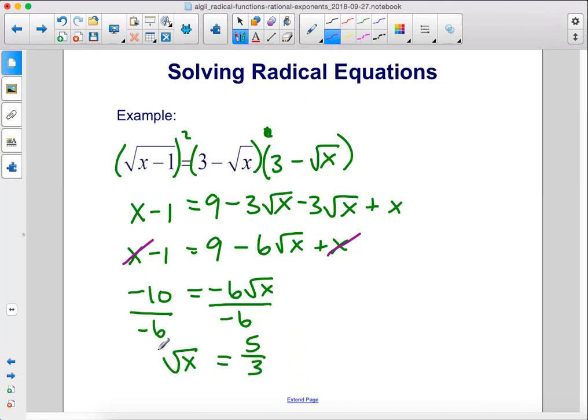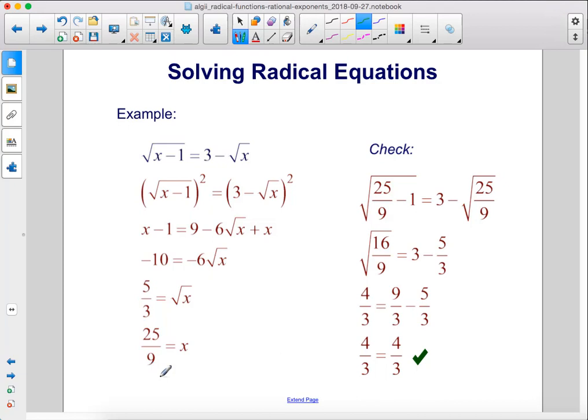So now let's square both sides again to get rid of that square root, and we end up with x equals 25 over 9. On the next slide, we are going to check to see where this solution is true. Alright, so we get x equals 25 over 9, we plug that in, and we get 4 over 3 equals 4 over 3. So this solution works.